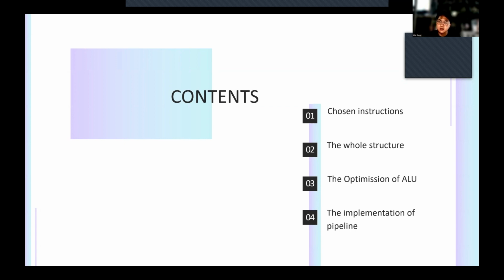I would like to introduce the outline of today's talk. It will be divided into four parts: choosing instructions, the whole structure, the optimization of the ALU, and also the implementation of the pipeline.